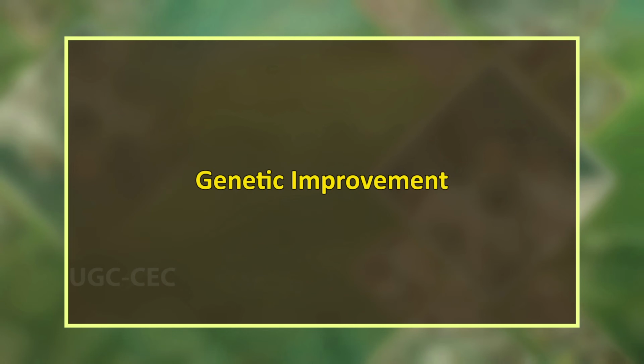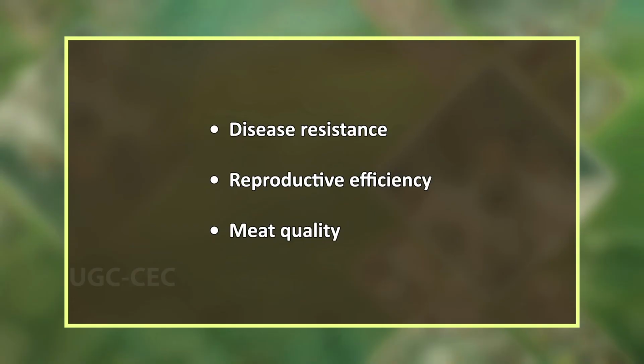Genetic improvement. Maintaining and improving the genetic traits of a sheep flock can be challenging. Selective breeding for such traits as disease resistance, reproductive efficiency, and meat quality requires careful planning and access to high quality breeding stock.